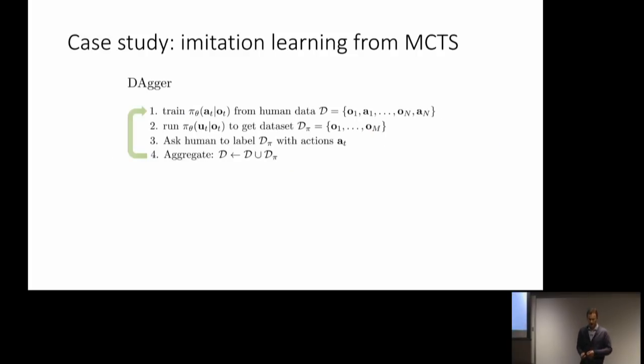Dagger basically just asks for additional labels at the states that the policy visited, and the way that those labels are produced in this paper is not by asking a human, but by asking MCTS. So that's a neat way to use MCTS and still get back a neural network policy that can play some video games.